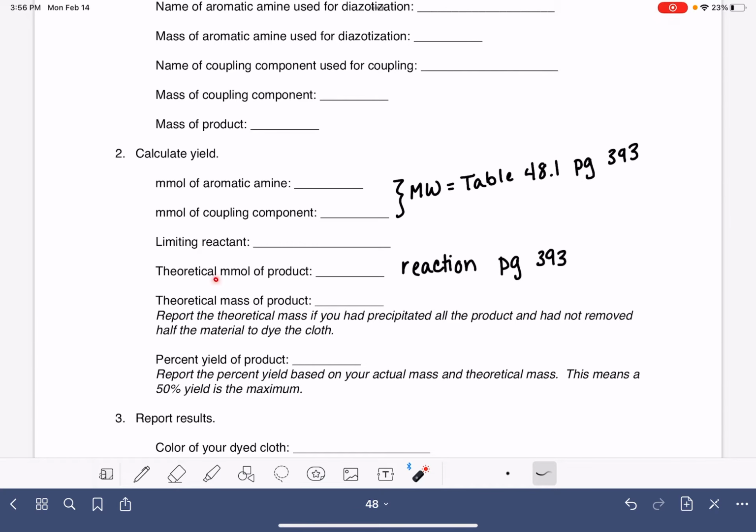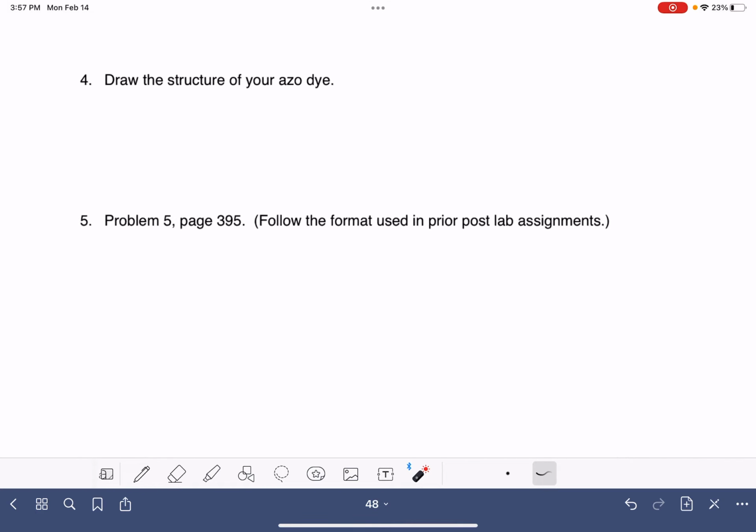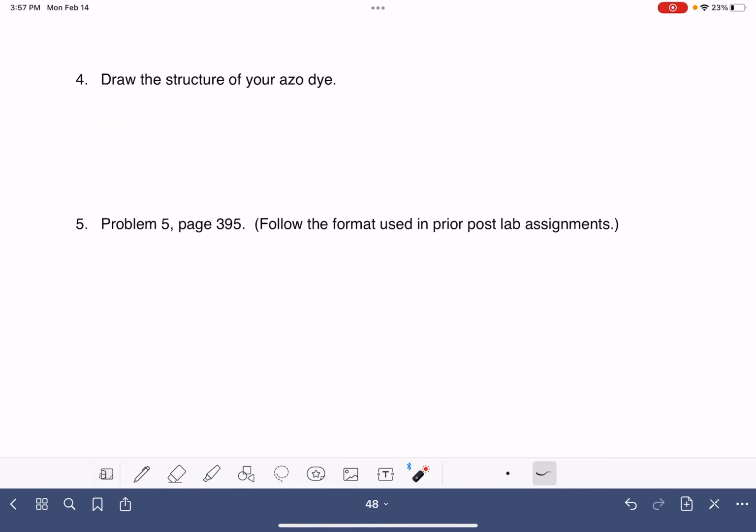Once you get the theoretical millimoles of your product, you will then calculate the theoretical mass. Now, this is going to be kind of tricky because you will need to calculate the molecular weight of your product. That's not going to be given to you anywhere in the textbook because there's a lot of different options of what your product could be. Over here in question number 4, you're asked to draw the structure of the azo dye that you synthesized. So that's going to help you come up with the molecular weight. And I'll talk more about this when we get to problem 4.